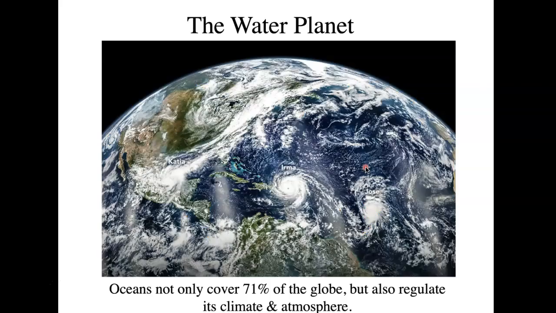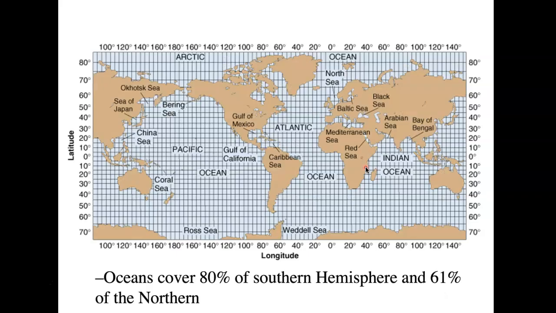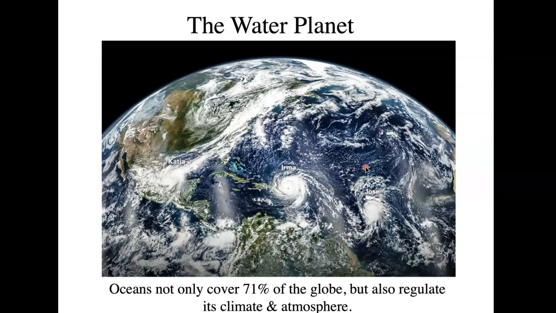Again, we are a water planet. The oceans not only cover 71% of the Earth's surface, but they're hugely important to what happens to us on land because they regulate our climate and our atmosphere. We've all experienced how much the oceans have impacted us, especially in terms of climate over the past few years, when we've gone through periods of drought or experienced hurricanes and tropical storms. What happens in the oceans drives lots of changes on land.